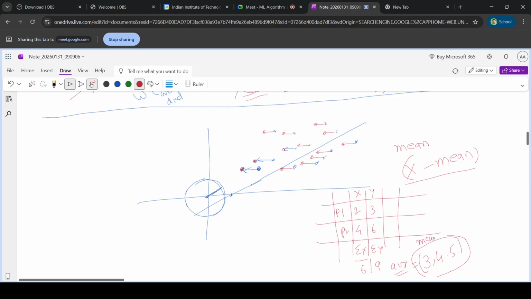Okay, this is the mean value, so I am just subtracting. Now when you are solving the questions, you have to do x minus mean and y minus mean. So 2 minus 3 and 4 minus 3, this is the x value. And for y minus mean, y is 3 and this is 4.5 minus 4.5. Okay, 6 minus 4.5. So you will get x minus mean, y minus mean, which means you are just bringing it to the center.